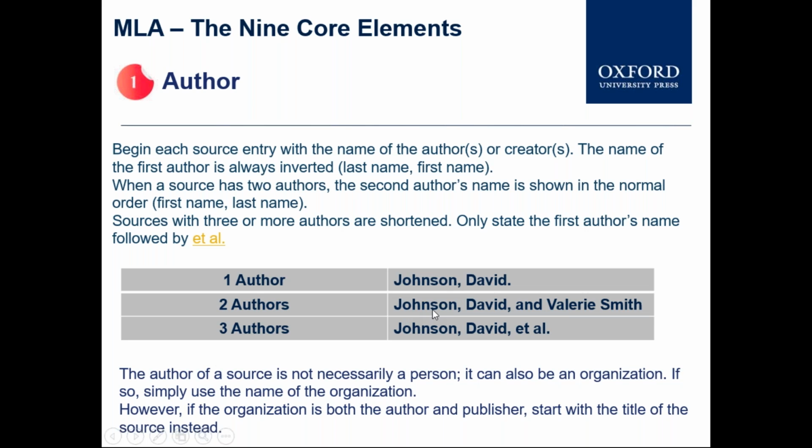If there are two authors, then you have Johnson, David, separated by a comma. Again, you put a comma. And the name of the second author will be first name, last name, Valerie Smith. This is her first name, this is the last name. If there are 3 authors, then you just write the name of the first author, and you write et al. The author may not be a person, it could also be an organization. If it is like that, then you just use the name of the organization. But there is good news, you actually don't need to do this manually. Your university, your library has a citation manager which will help you do this for you.